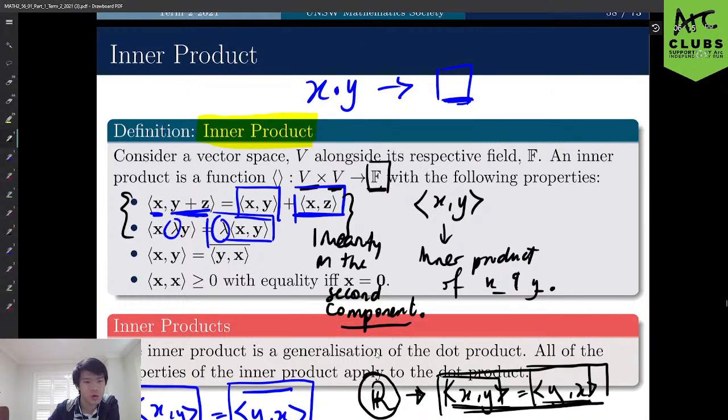The final thing is called positive definiteness. If we take an inner product of a vector with itself, it's always going to be greater than or equal to 0. And it turns out it's only going to be equal to 0 if both of these things are 0. Right, so that's our final property called positive definiteness, and that's what we need for an inner product.